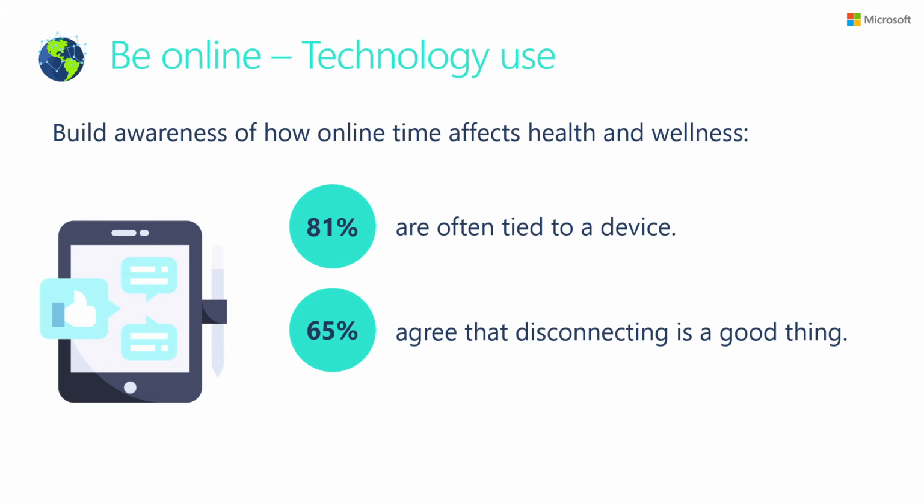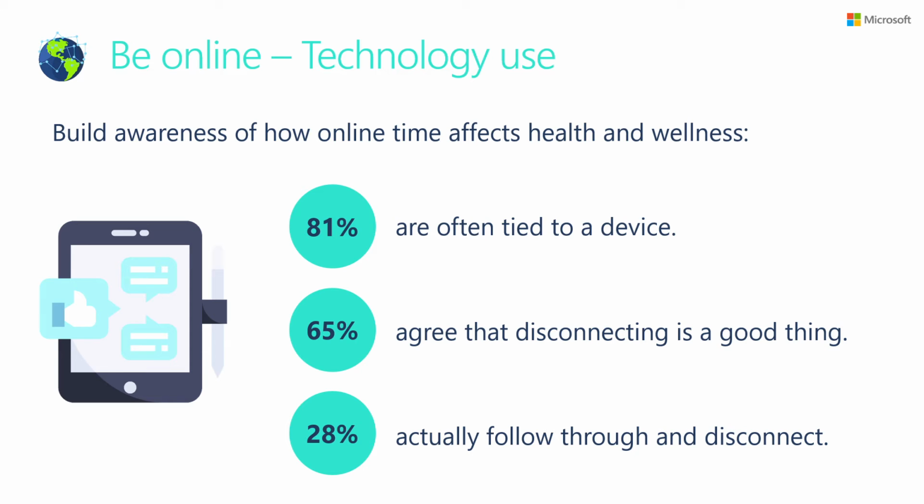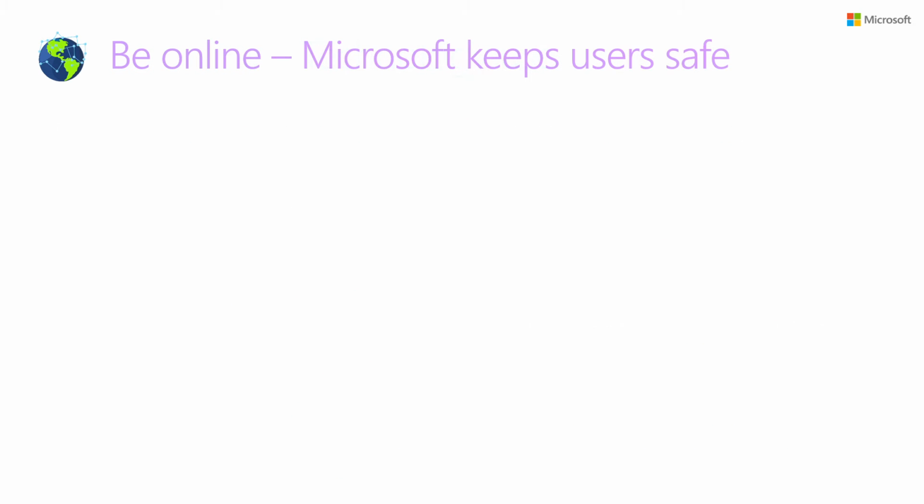Out of them, 65% agree that disconnecting is a good thing, which we all know that once we disconnect from the digital world, it's a good thing. We can interact with the people. We can be more social to people. We can learn from them. We can teach them. And out of 65%, 28% actually follow through and they actually disconnect, and then they come to the real world. So you can see that out of 81%, only 28% actually follow through and they disconnect from digital world. So you have to be very careful when you are using the technology.